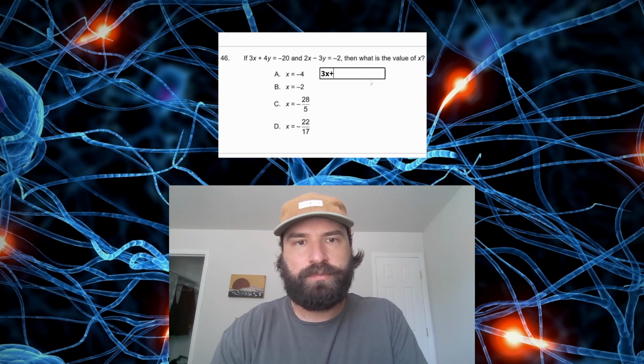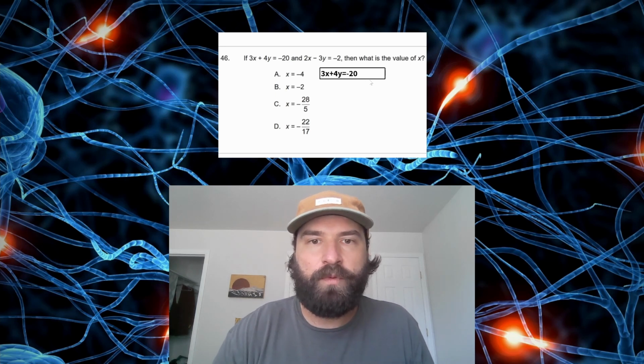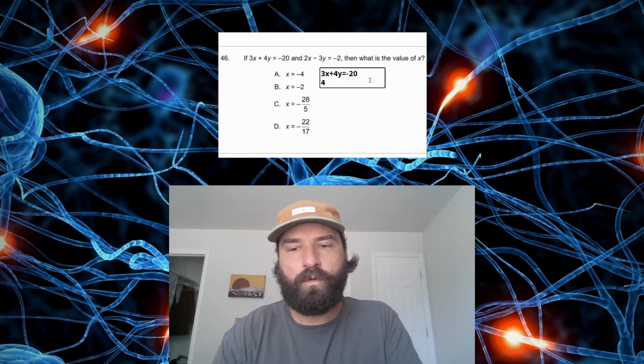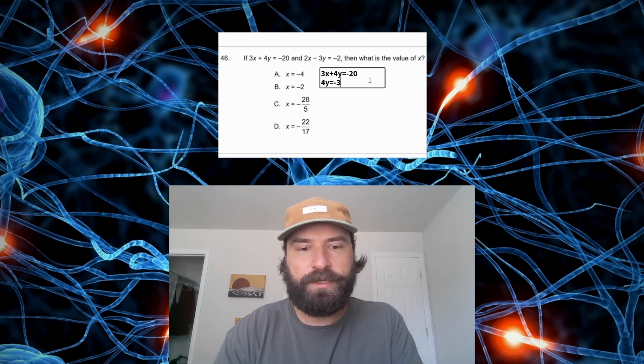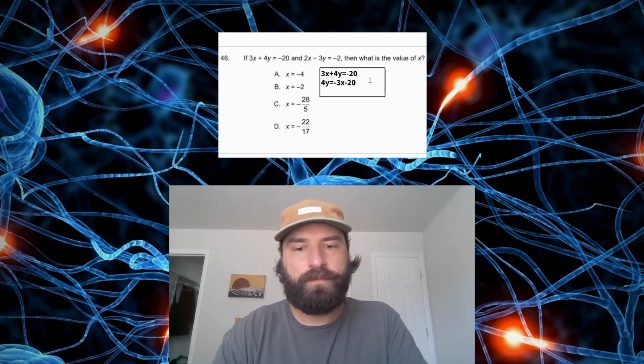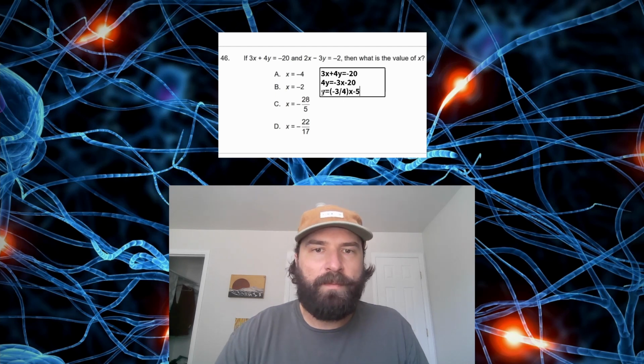So 3x plus 4y equals negative 20. I'm going to start by moving the 3x over to the other side because we're trying to isolate y. That'll give us 4y equals negative 3x minus 20. And then my next step will be to divide by 4, which is going to give me y equals negative 3/4 x minus 5.